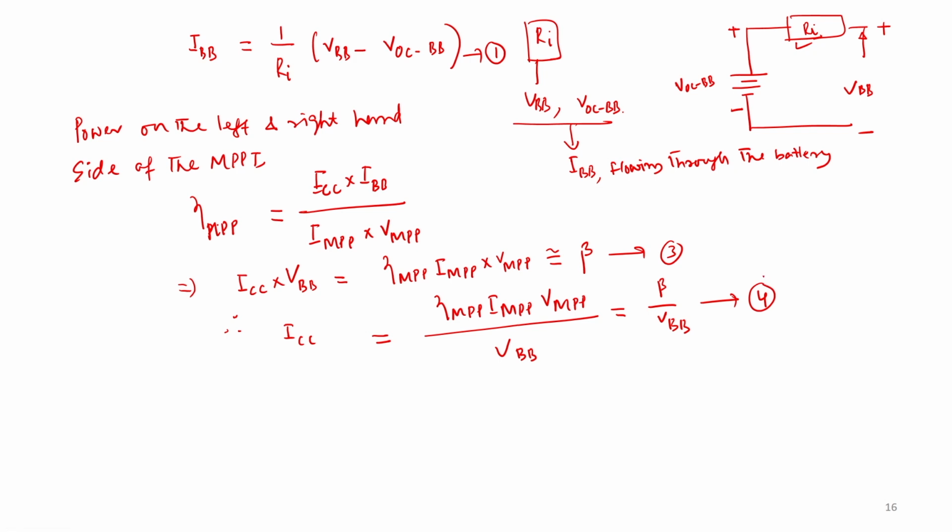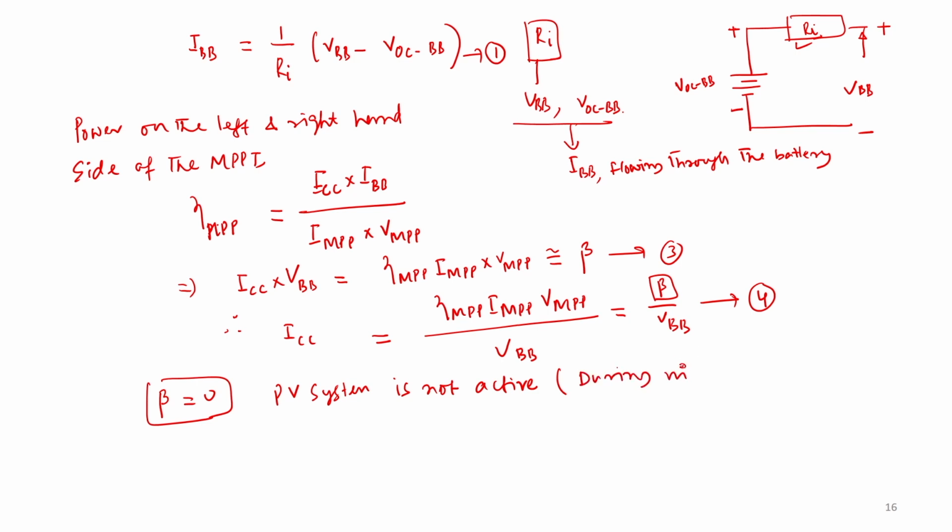So, here this parameter beta, if beta is 0, what does it mean? That means this PV system is not active, maybe during night. So, during night beta will be 0, right.